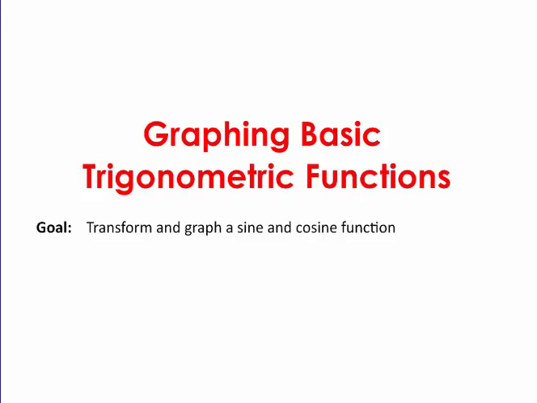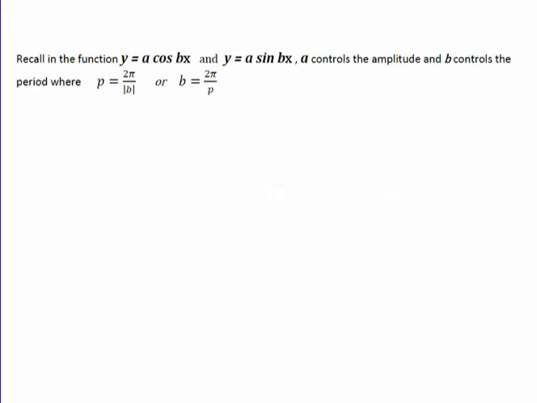So let's look now at graphing trigonometric functions and transforming the sine and cosine graph. Now remember, we've already looked at the sine and cosine in the form a cos bx or a sin bx, and the a value controls the amplitude, the b value controls the period. And remember, with period, we want to take that b value and convert it to period using 2 pi over b, or if we have the period, find the b value. Now that's going to be important.